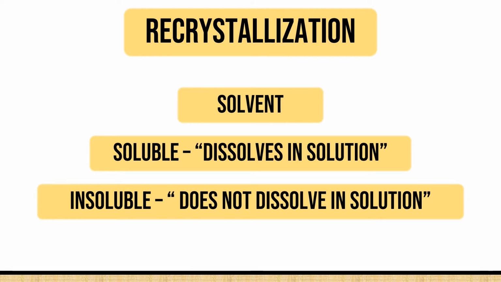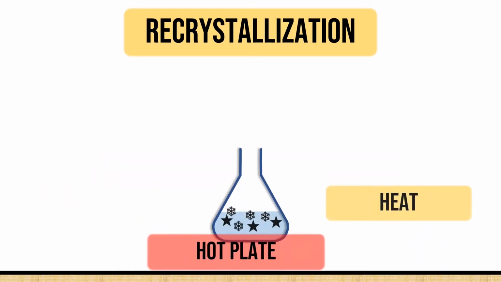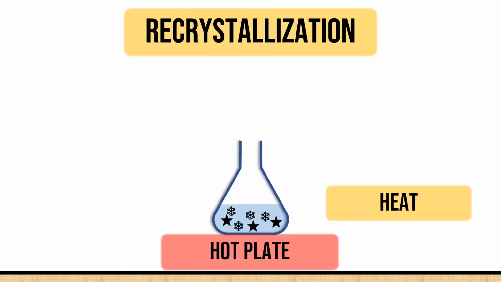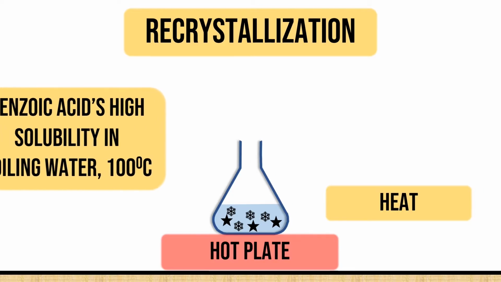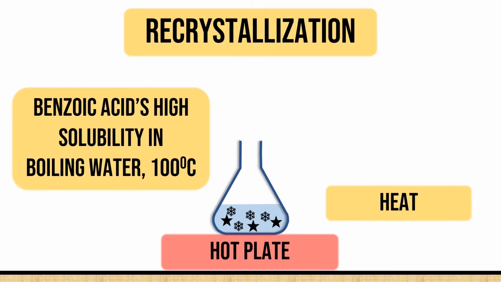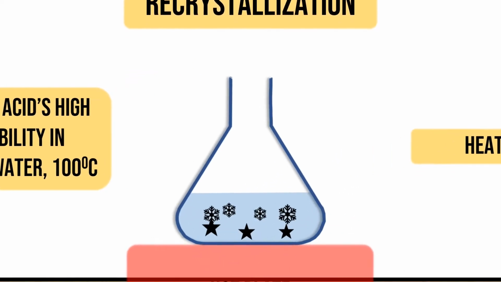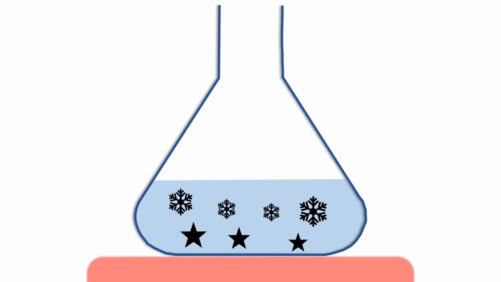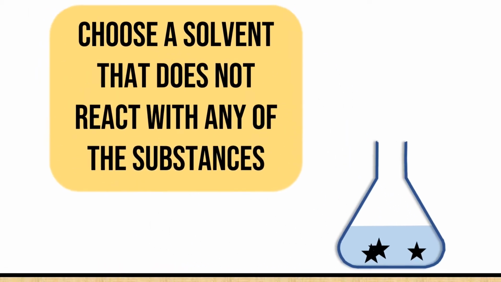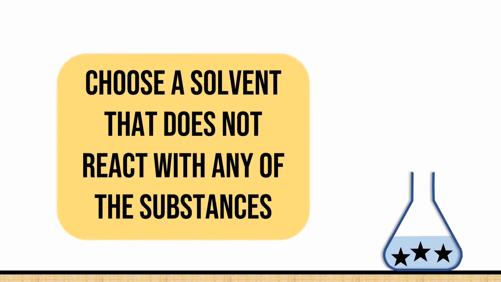For example, in this lab, we'll use boiling water to dissolve an impure sample of benzoic acid. We'll take advantage of benzoic acid's high solubility in boiling water, or water at 100 degrees Celsius. Benzoic acid will dissolve, and the impurities will not. It is also important to choose a solvent that does not react with any of the substances in solution.